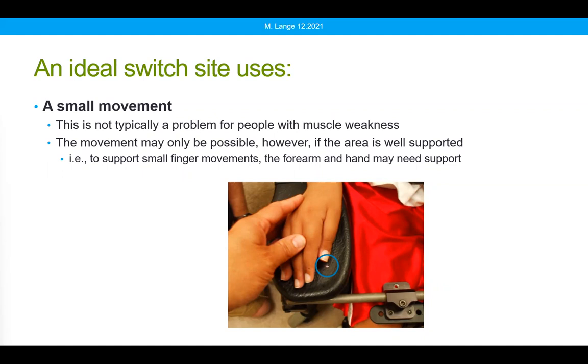So this young man here is using his thumb to activate a fiber optic switch. This is an electronic switch that doesn't require any force, and it's mounted through the hand pad of his arm trough. But in order for him to wiggle his thumb just a very small amount to activate this switch, he needs good postural support. So he has this full arm trough supporting his arm and the hand pad supporting his hand. Otherwise, he wouldn't be able to use this switch.